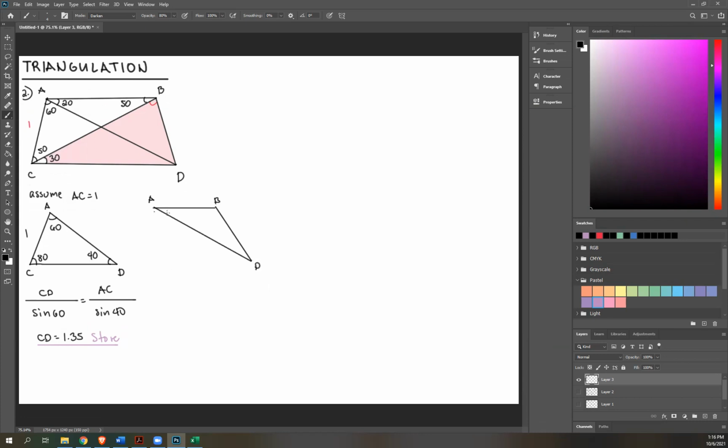ABD. This is 20. AB. Not that. So I can still use AC. Okay, A, C, D. This angle is just 60 plus 20, so that's 80. This is 50. This is 50. We have an isosceles triangle. If you remember, if we have an isosceles triangle, the two sides are equal. So just from observation, you can already say AB is 1.